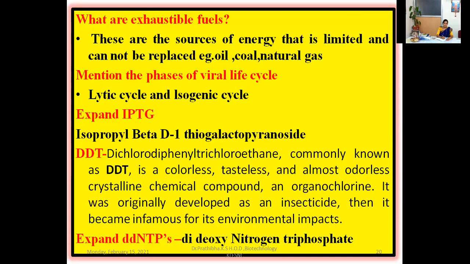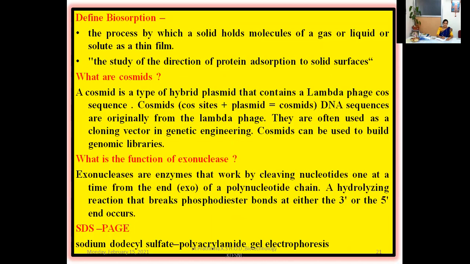It was originally developed as an insecticide. Then it became infamous for its environmental impacts. Expand ddNTPs. We already went through this one, right? Dideoxynucleotide triphosphates. We use ddNTPs in DNA sequencing. Define biosorption. Biosorption is a process by which a solid holds molecules of a gas or liquid or solute as a thin film.